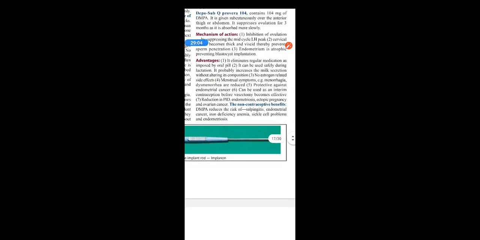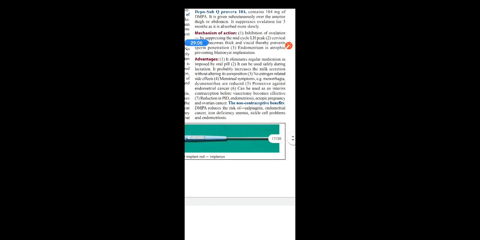Coming to its advantages, it eliminates regular medication as imposed by the oral pill. It can be used safely during lactation. It probably increases milk secretion without altering its composition, and no estrogen-related side effects are seen because it contains only progesterone. Menstrual symptoms, that is menorrhagia and dysmenorrhea, are reduced.